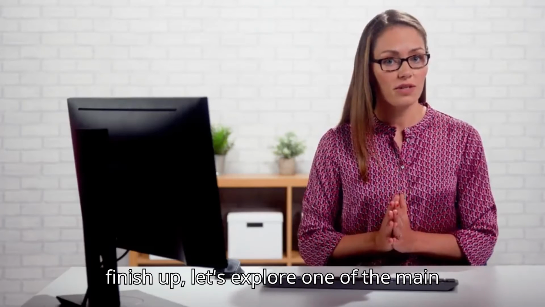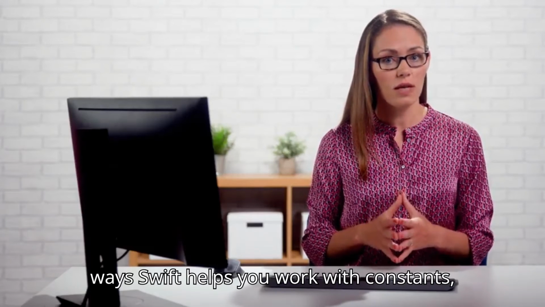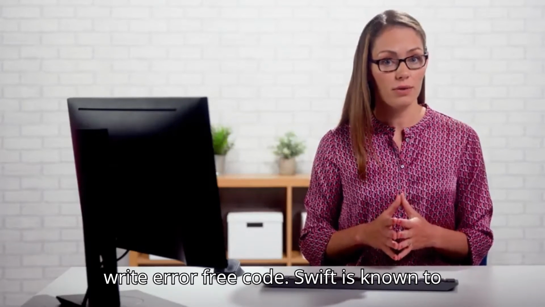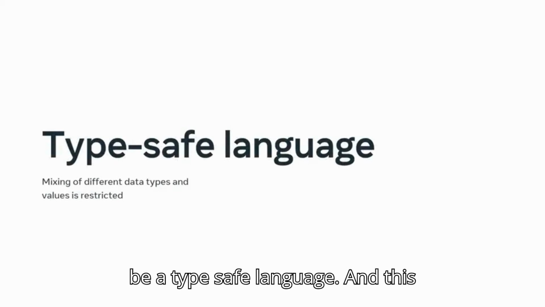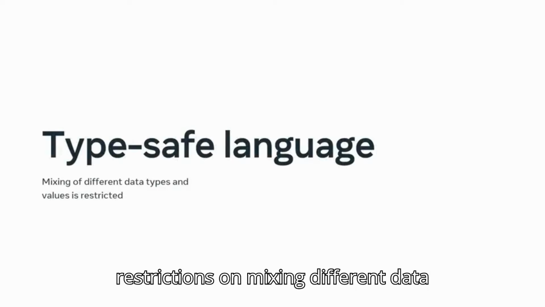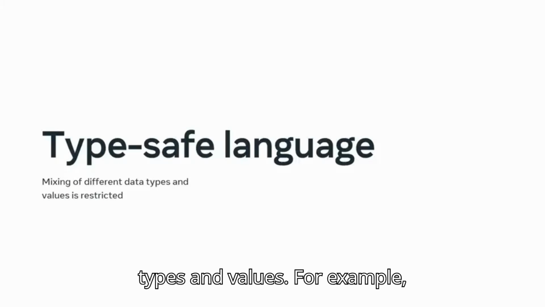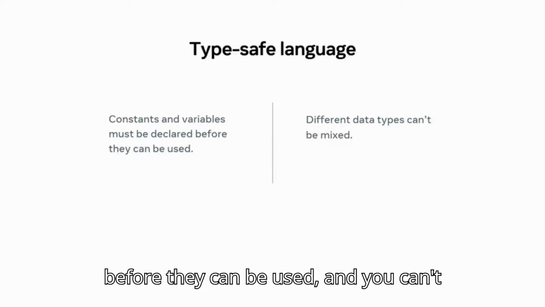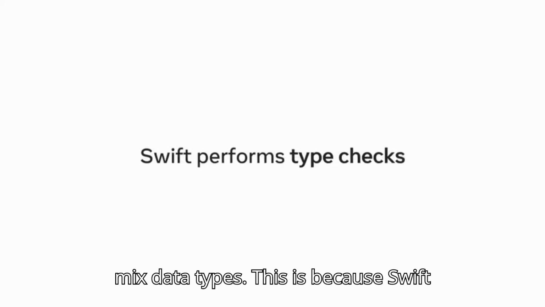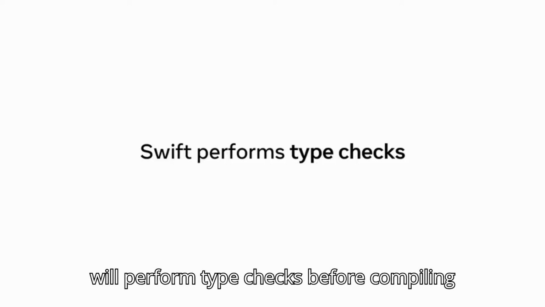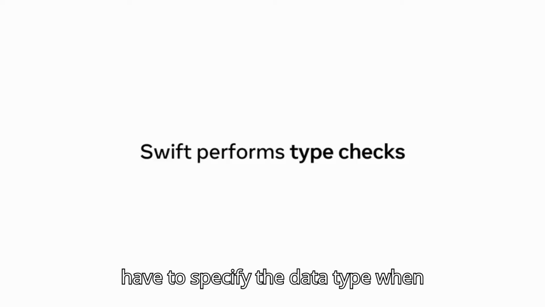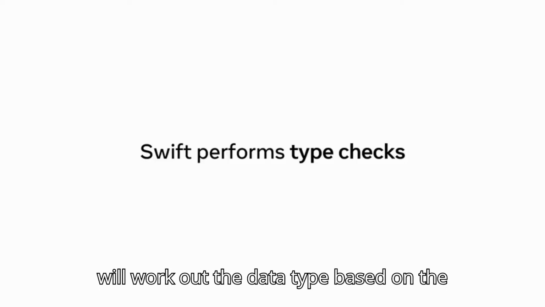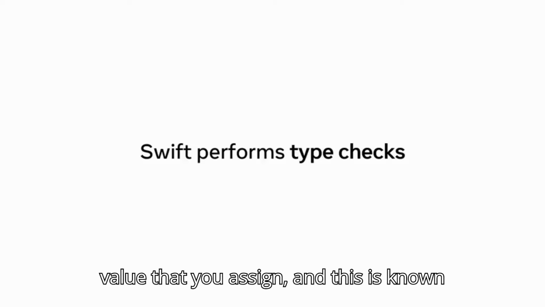Okay, before you finish up, let's explore one of the main ways Swift helps you work with constants, variables, and data types to help write error-free code. Swift is known to be a type-safe language, and this essentially means that there are restrictions on mixing different data types and values. For example, constants and variables must be declared before they can be used, and you can't mix data types. This is because Swift will perform type checks before compiling your code. This means that you do not have to specify the data type when declaring constants and variables. Swift will work out the data type based on the value that you assign, and this is known as type inference.